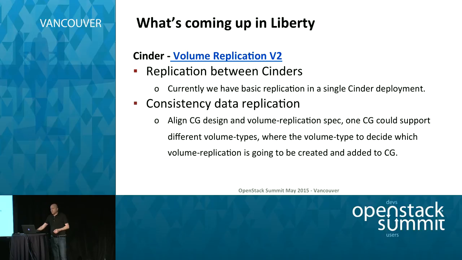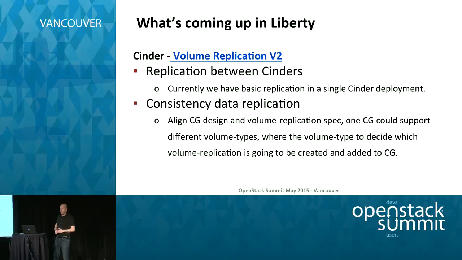So I mentioned that volume replication has been here since Icehouse. However, we are trying to get more and more into volume replication. One of the things is aligning with consistency groups. There was progress in the Kilo release on consistency groups, but we still don't have the connection between volume replication and consistency groups. So we need to put both of them together. And we still have replication within the same Cinder implementation, right? It's not yet between Cinders. So for volume replication V2, there are design sessions this week on this topic. If you're interested, please attend.